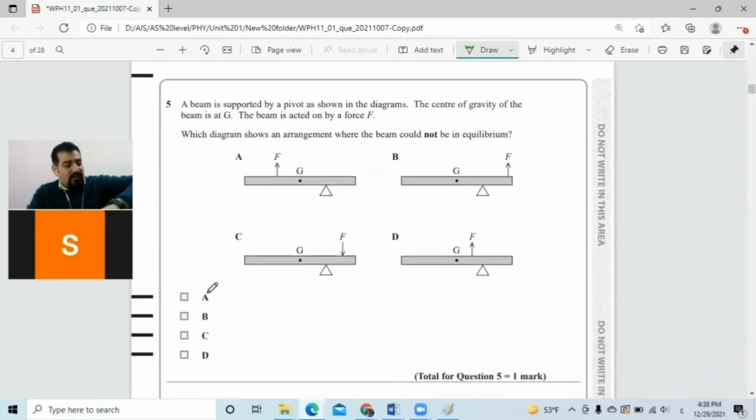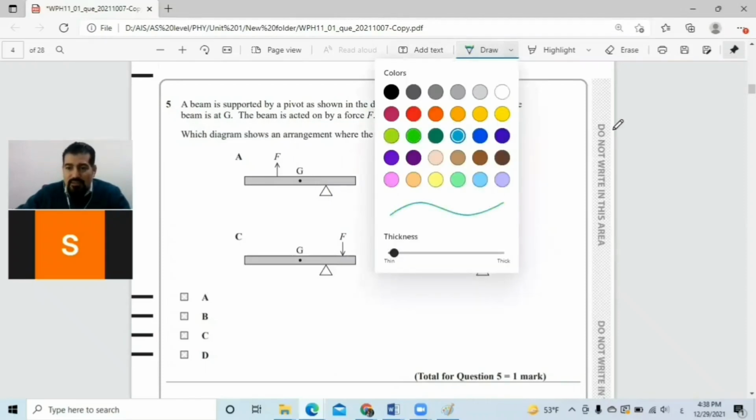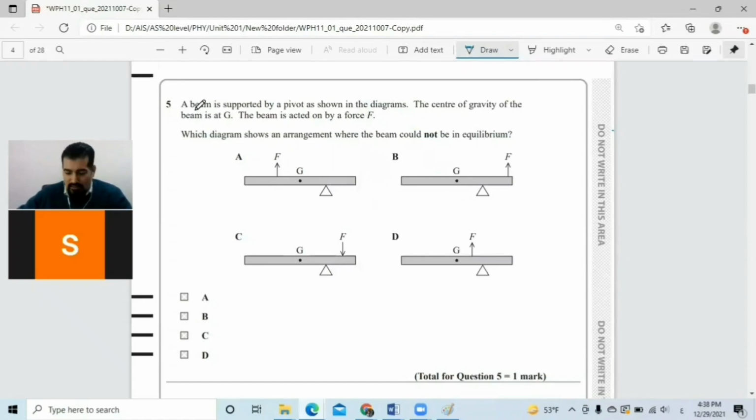Okay. So question number 5. This talks about moment. It's obvious. A beam is supported by a pivot as shown in the diagram. The center of gravity of the beam is at G. The beam is acted on by the force F. Which diagram shows the arrangement that could not be in equilibrium?